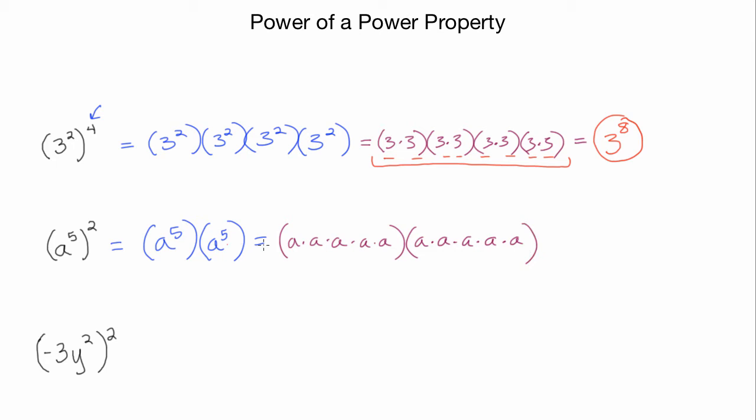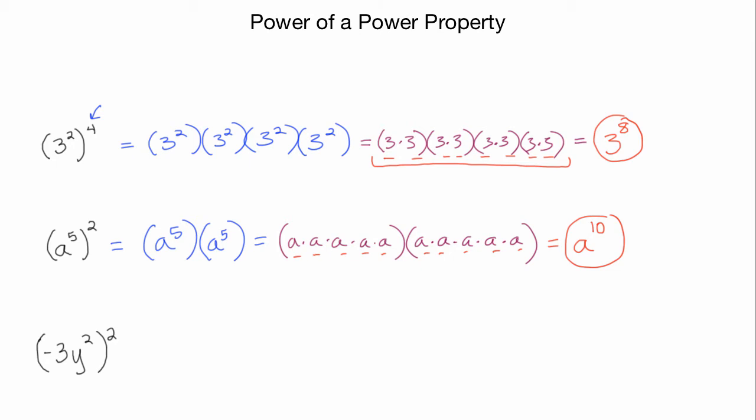Well, let's count them up. We have 1, 2, 3, 4, 5, 6, 7, 8, 9, 10 a's. So 10 a's all multiplying each other is the same as a to the 10th power. So a to the 5th all to the 2nd power ends up being the same as a to the 10th power if we use expanded form and think about what's happening.